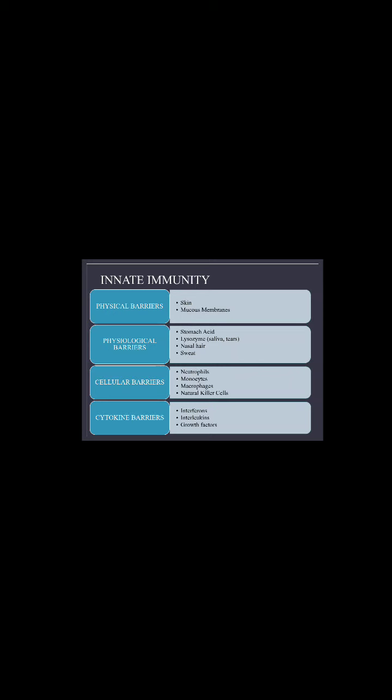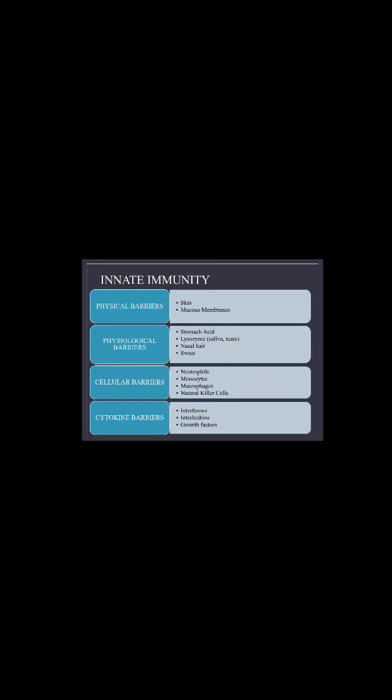And last I told you natural killer cells. What are natural killer cells? What do they do? They produce perforins, which are chemicals which make holes or pores in the pathogens by which water enters, they swell up and burst, and then they are eaten by phagocytes.